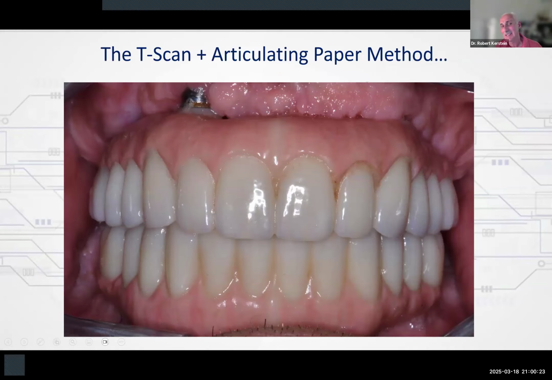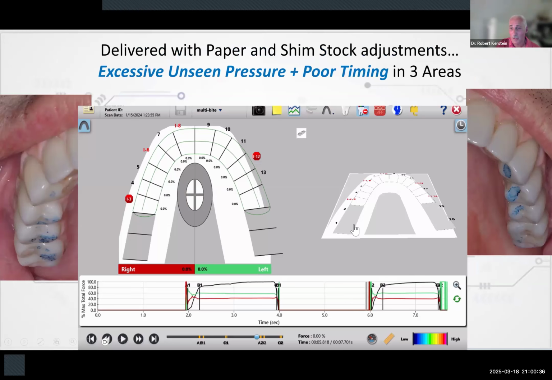So what is the T-scan and articulating paper method? How does it work? So here's a beautiful all-on-6, somewhat destabilized in the mouth, patient having discomfort with it. When we first recorded it, we also marked the carbon paper with it. So here's the patient's right side in carbon paper, the patient's left side in carbon paper. There are 2 implants under overload warning. Let's see what it really shows.